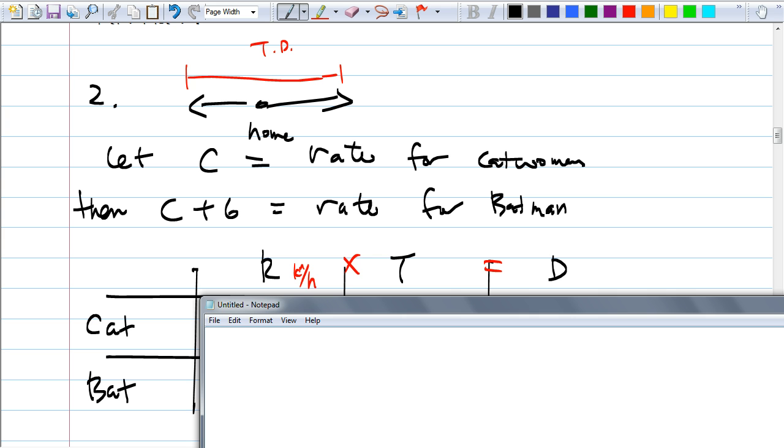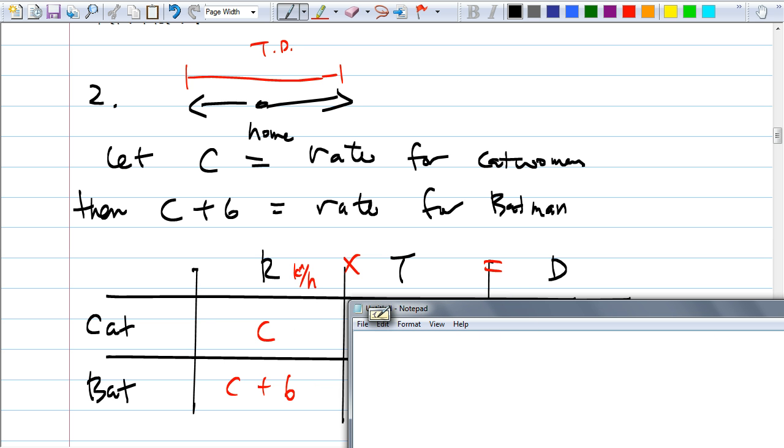So who could tell me, by the way, what kind of unit is rate in? Kilometers per hour. Does this say kilometers per minute? No, so you have to use everything in terms of kilometers and hours. Okay, so the rate determines which units you use. Who could tell me the rates for Cat and Batman? How about Lindsay? The rate for Catwoman is C. Uh-huh. Batman is C plus 6. C plus 6 is correct. Yeah, Catwoman. It's not Catman.